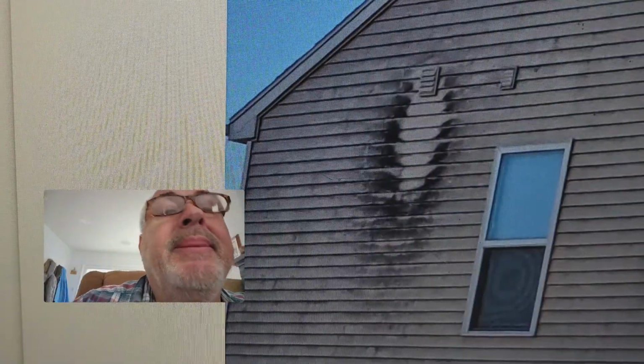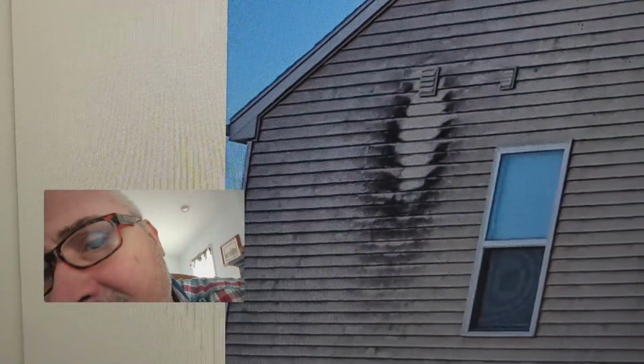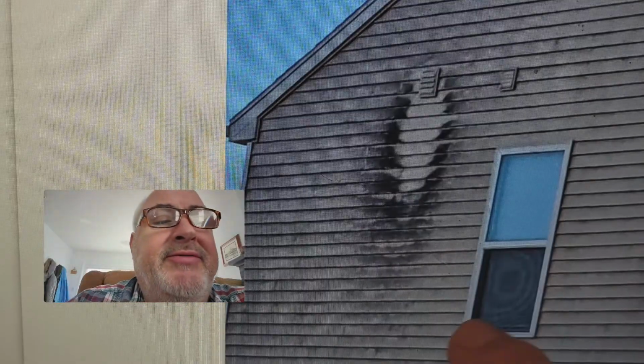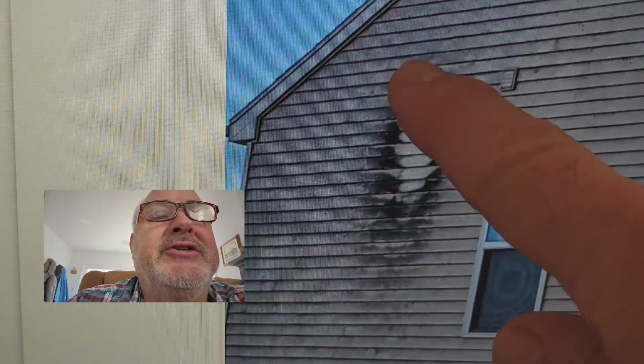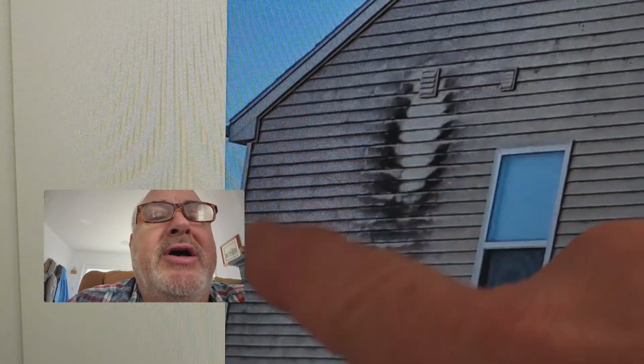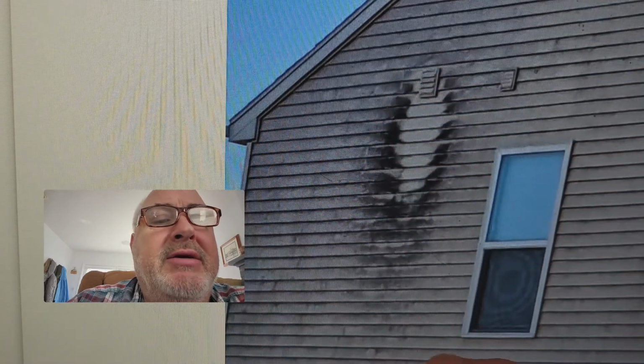Okay, see that one there? And you can see it's all over down here. See my finger? See all that? All that. If this wasn't here, we would still have all this staining, okay?